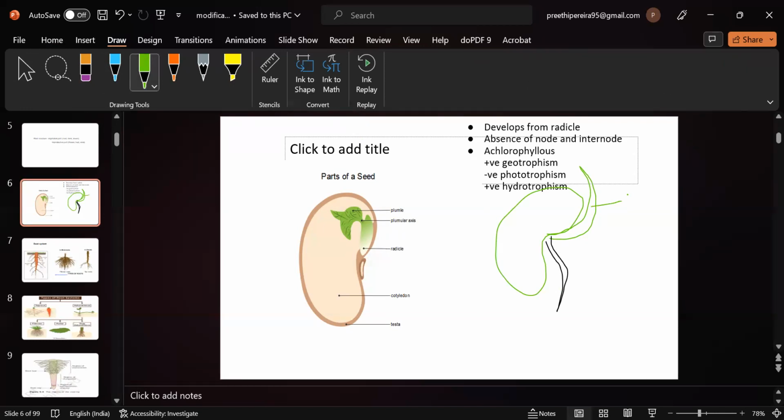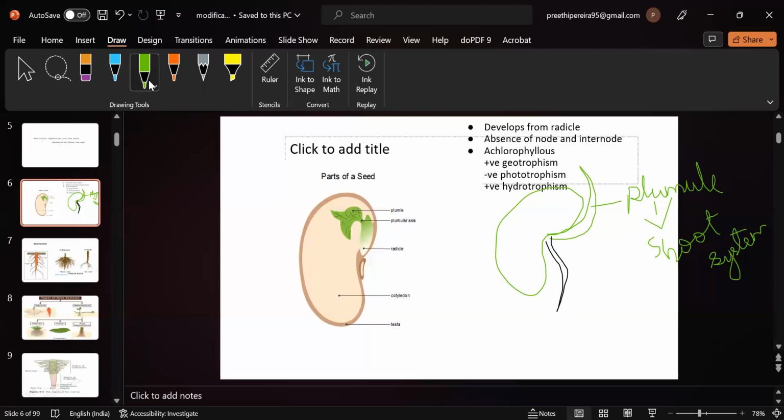is known as plumule. Okay, the one which goes upward is known as plumule. What does it become later? It becomes the shoot. This later develops into the shoot system.